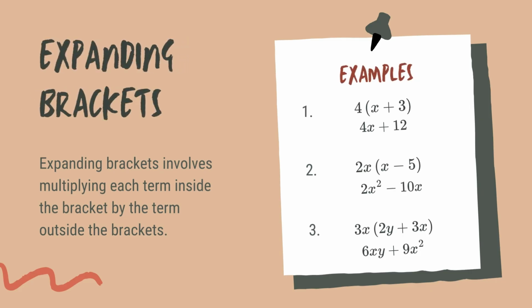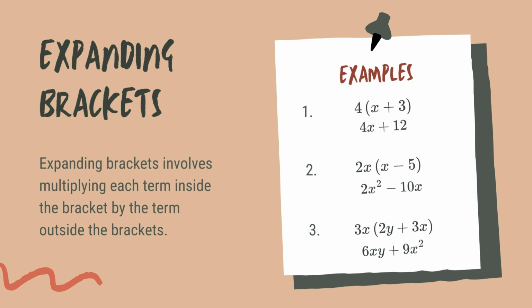Now when we're talking about expanding brackets, it means that we have to multiply each term inside the bracket by the term that is outside the bracket. So for example, the first one that we have here, we have 4, and then in the bracket we have x plus 3. So this 4 will be used to multiply the x, and it will also be used to multiply the plus 3. If we want to expand these brackets, we are going to have 4x plus 12.